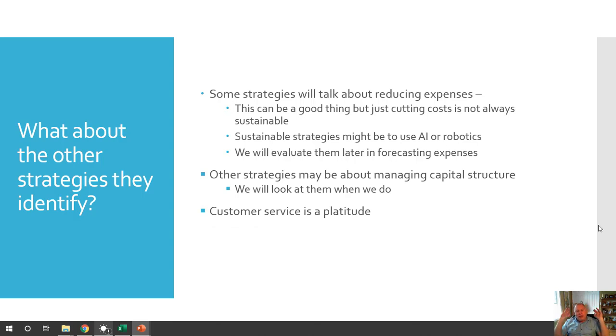Customer service is always a platitude. Every company has got to have it. They want to treat their customers right, their employees right, their suppliers right. Those are all good things, but those are what I'll call basic expectations. We need the company to do that. Without them, they're not going to be able to generate that revenue. So we want to focus on those things that have an impact on revenue.